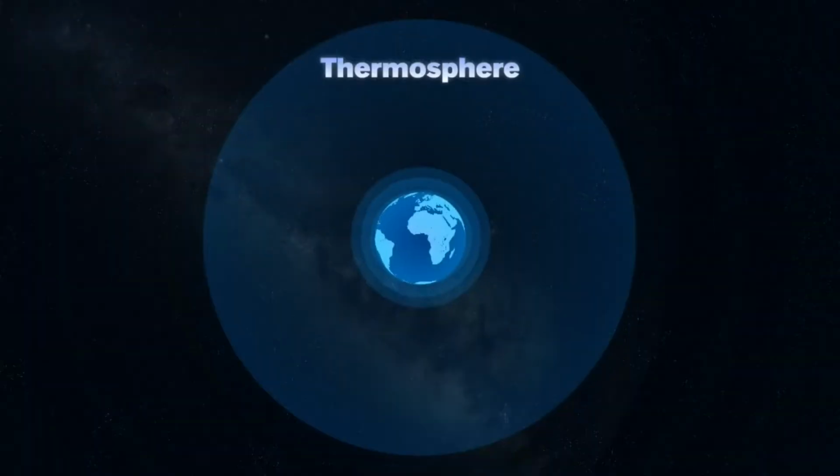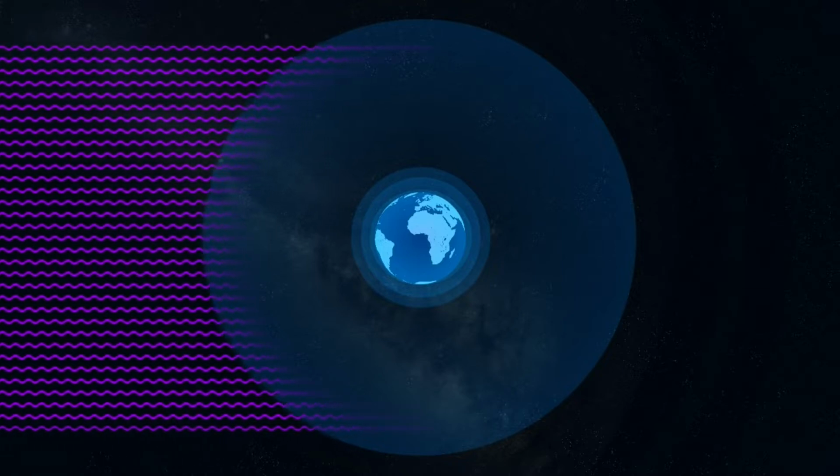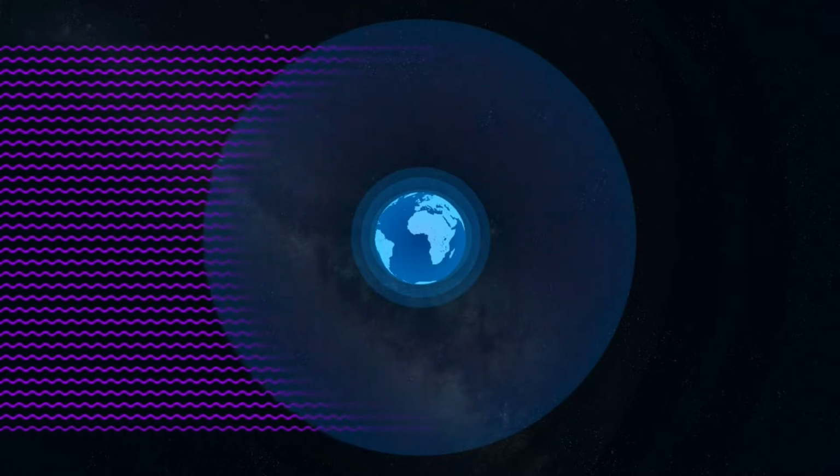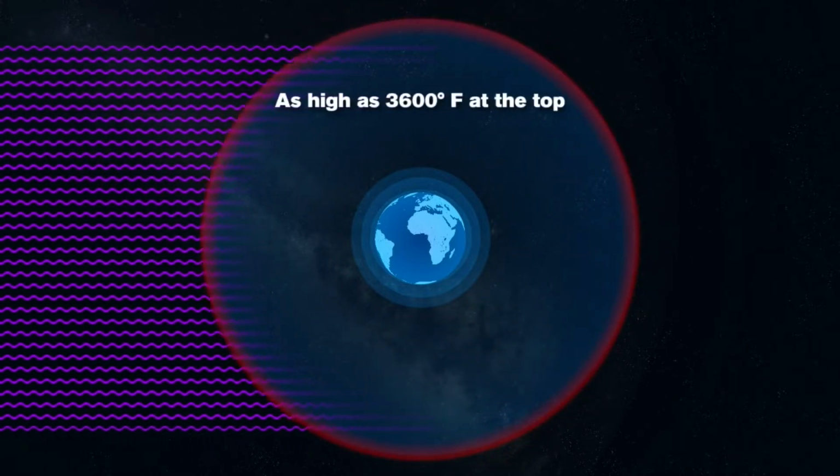The thermosphere is next and extends from 53 miles up to 375 miles above the Earth. Being one of the outermost layers, the air here gets bombarded with ultraviolet and X-ray radiation from the sun, which, in turn, causes a large temperature increase, as high as 3,600 degrees Fahrenheit at the top.